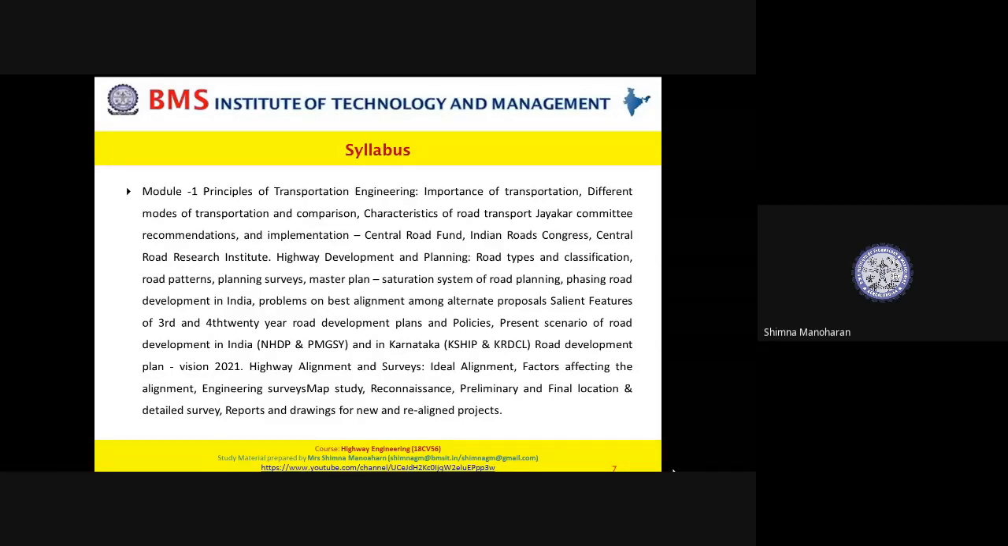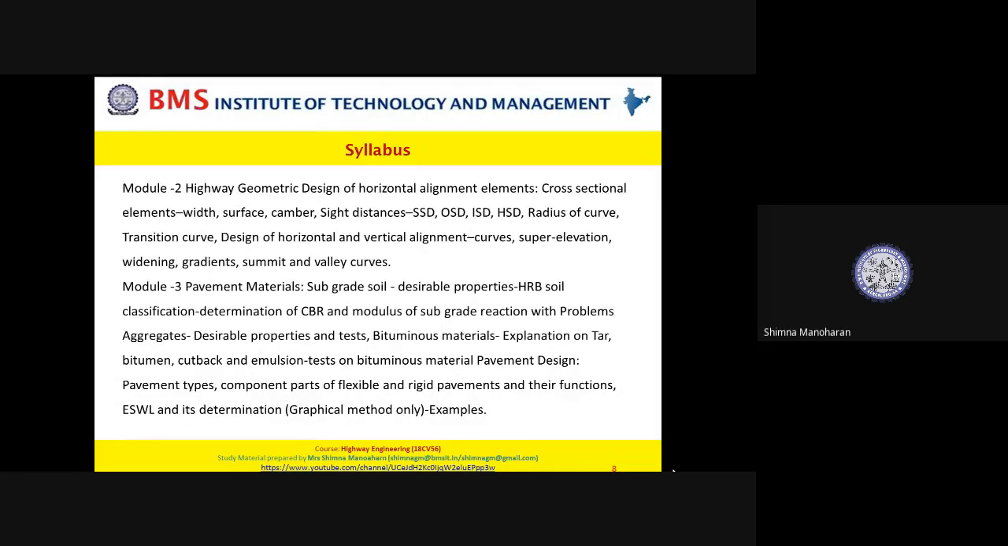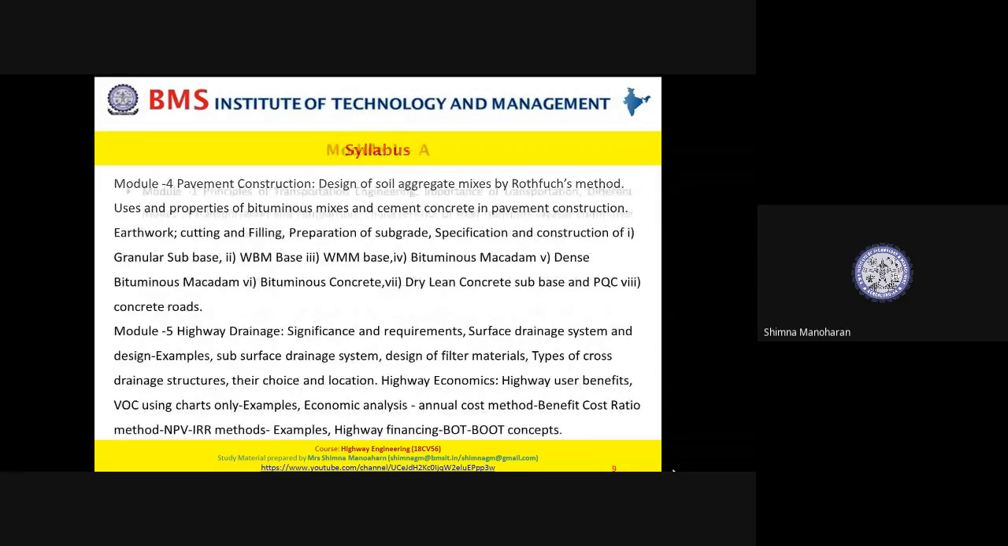In 1C, you have highway alignment survey. In here you will see what an ideal alignment is, then the different factors that affect the choice of any alignment, then what we mean by engineering survey, and the map study and reconnaissance, which I told you that you would have already studied in your basic survey and advanced survey. So now starting with the module.